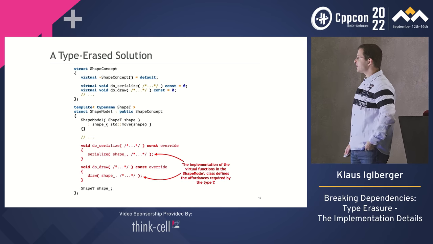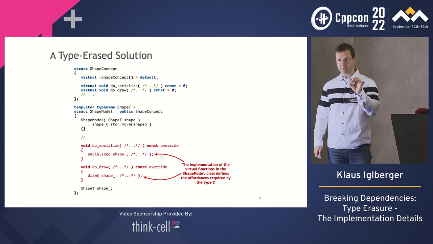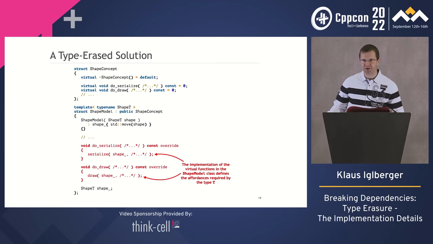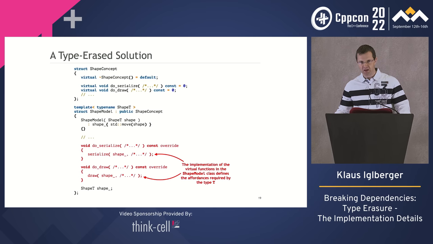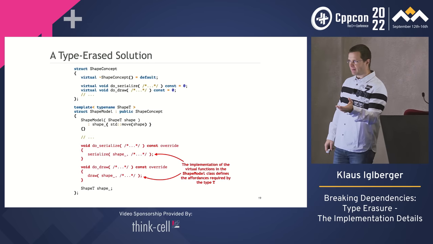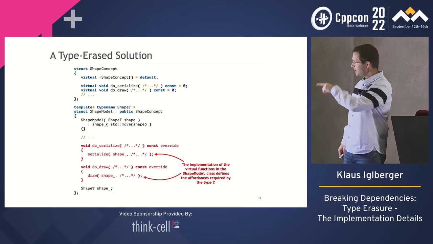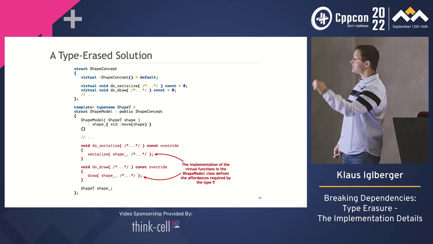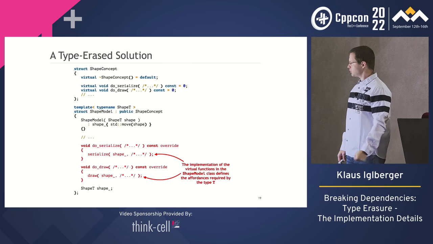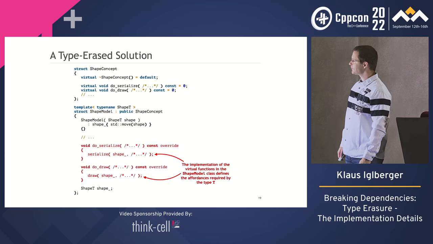So this is the real implementation, and this is now the real requirement. Any shape, circles, squares, etc., must implement a free draw and a free serialize function in order to count as a shape. It's the same kind of requirement that a base class usually gives you, where you have to implement a virtual function, but here the requirement is that you have to have this free function. Without this, it just would not compile. It would be a compile time error.